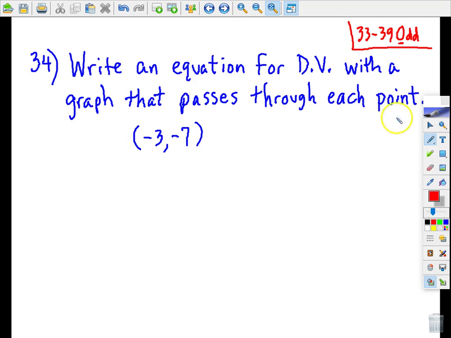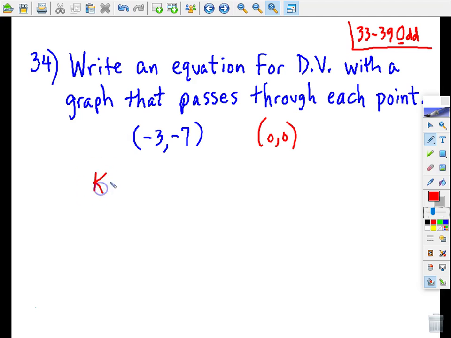Okay, we're almost done. In the block of problems 33 to 39 odd, notice you're doing the odd ones this time. Once again, we're asked to write the equation for a direct variation function. And we're not actually supposed to do the graph. We're just told that this particular graph passes through the point -3, -7. So, in other words, if we know that this is a point, to go along with, of course, 0, 0, then what is the equation that represents this graph?